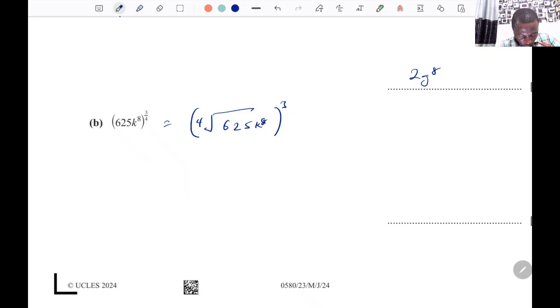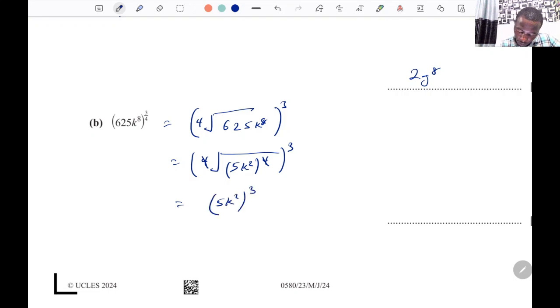The next thing to do is, is there any number I can multiply into itself 4 times to get 625? I think it's 5. Because 5 times 5 is 25, 25 times 5 is 125, and 125 times 5 will give me 625. So it's 5. Then k to the power of 8 means I can have it as (k²) to the power of 4, because 4 times 2 is 8. So the 4 can now cancel the 1/4 for me, and what I have here is (5k²) to the power of 3.